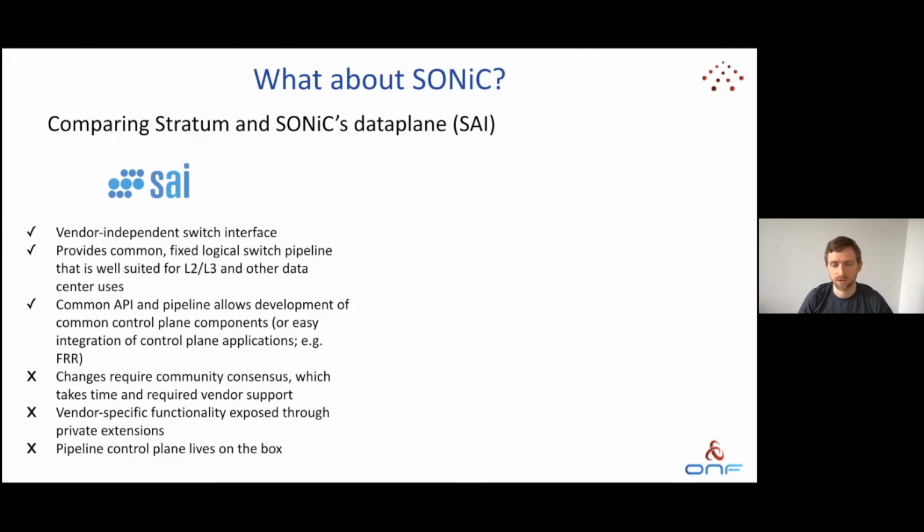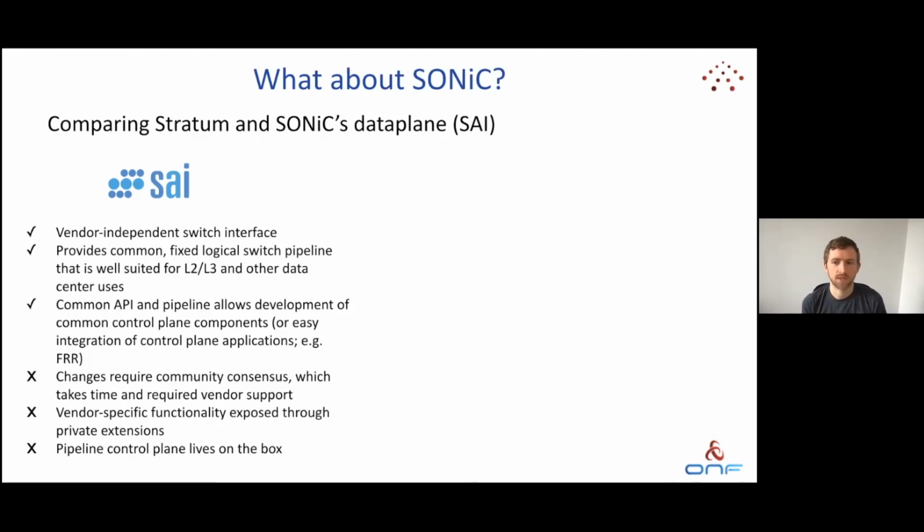It covers a lot of L2 and L3 capabilities. And they've provided a common API and pipeline that allows you to develop and integrate common control plane components. For example, you can bring a routing engine like FRR and write it once, and it runs across all targets because the pipeline and the routing definition are all the same.